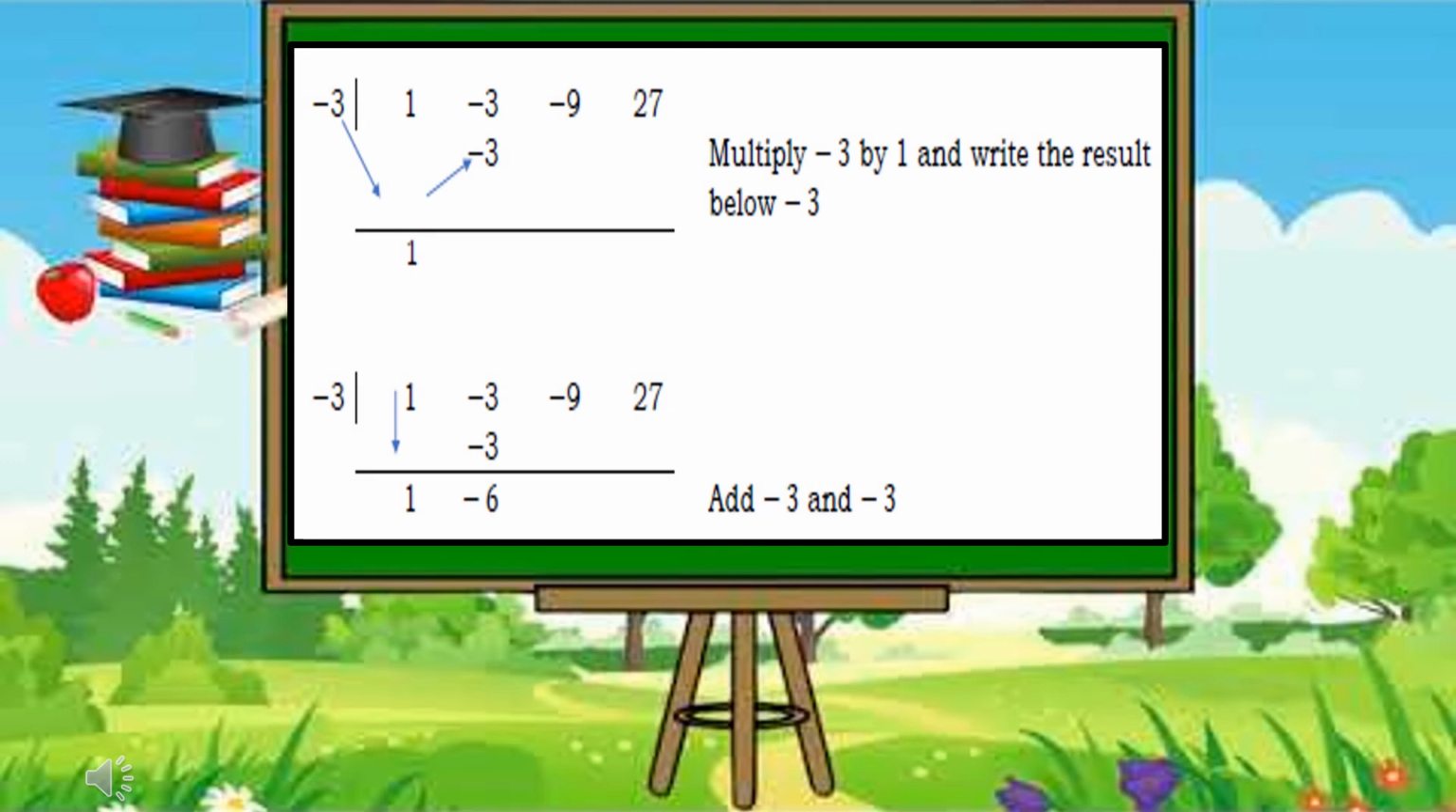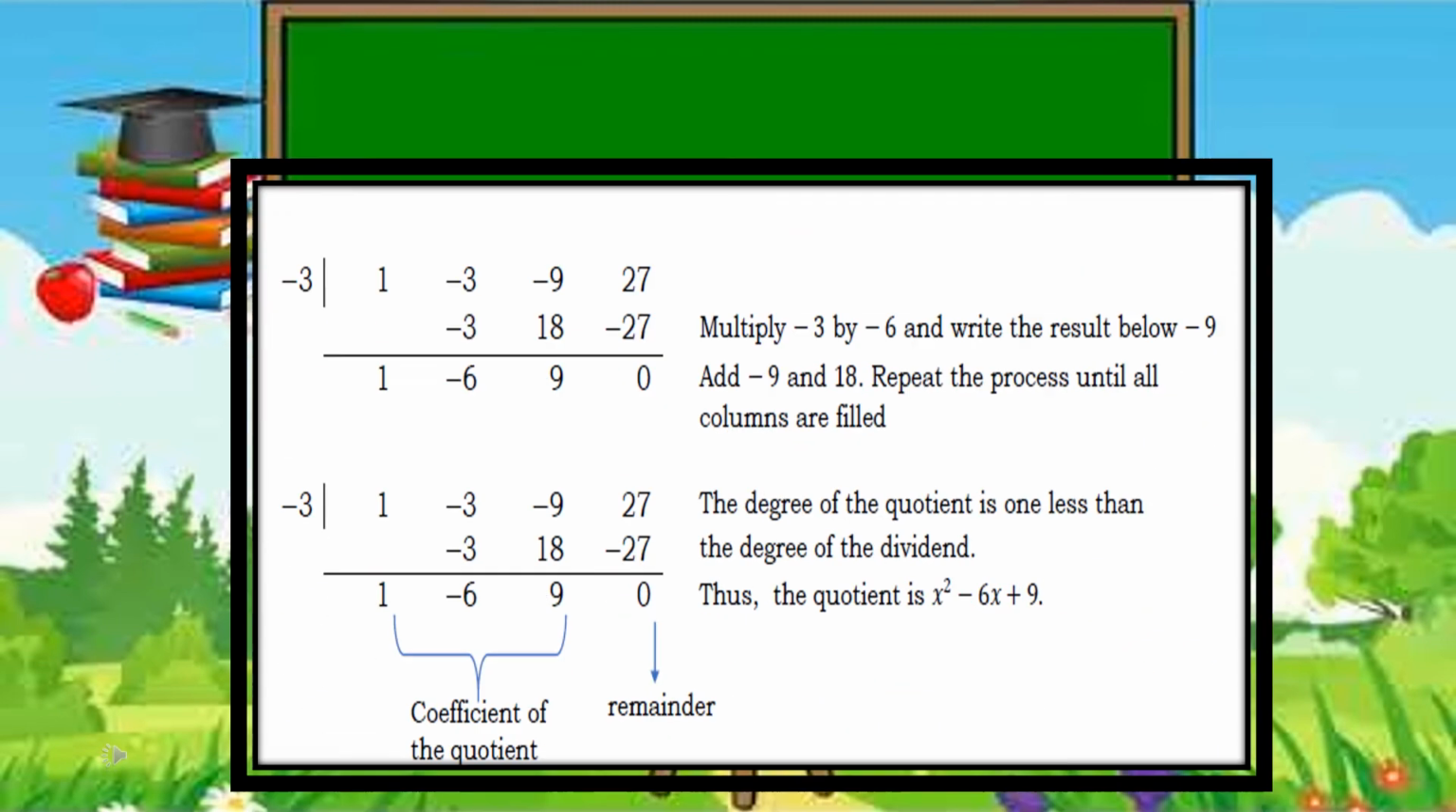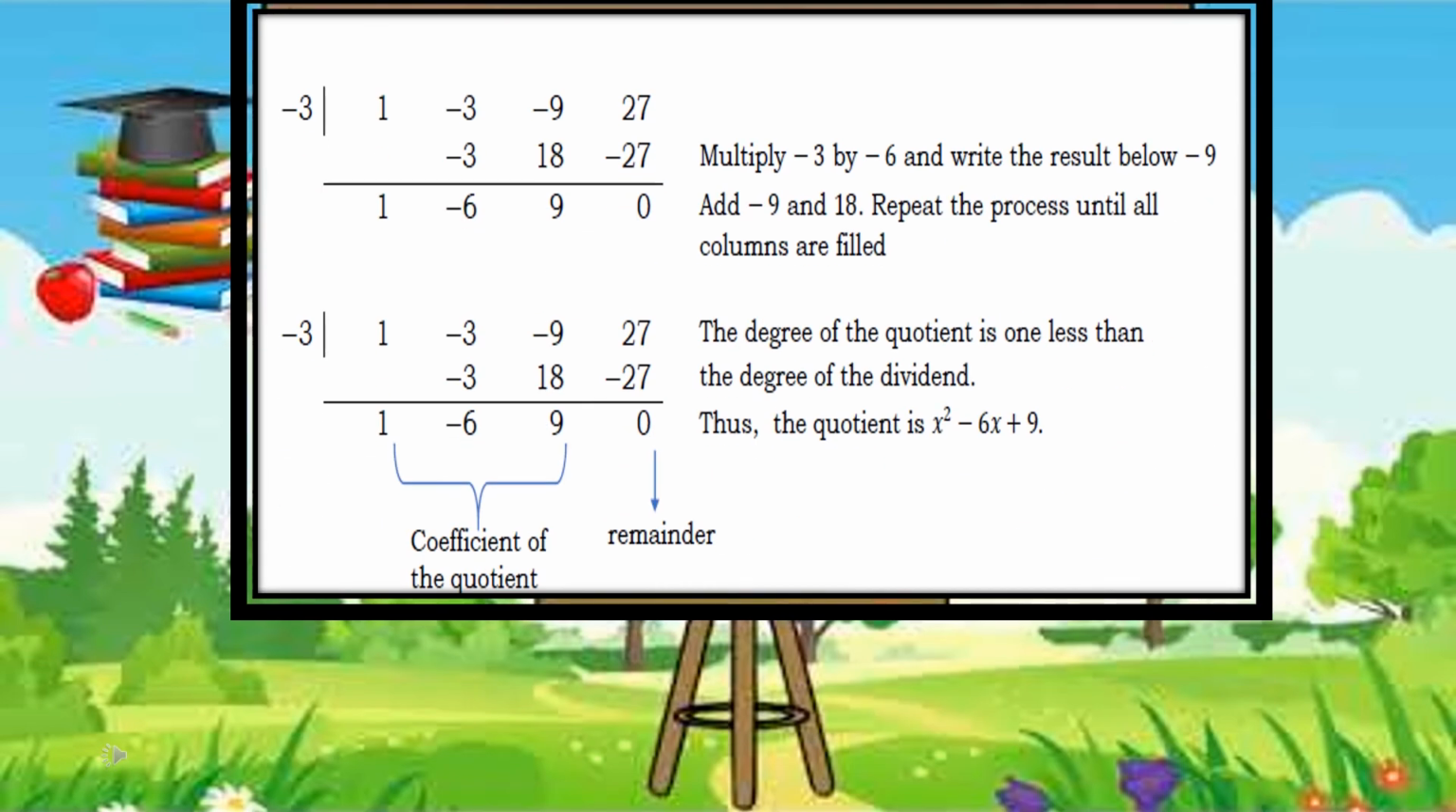Next step is multiply negative 3 by 1 and write the result below the negative 3. So negative 3 times 1 will give you negative 3. Then negative 3 plus negative 3 will give you negative 6. And then negative 6 times negative 3 will give you positive 18.